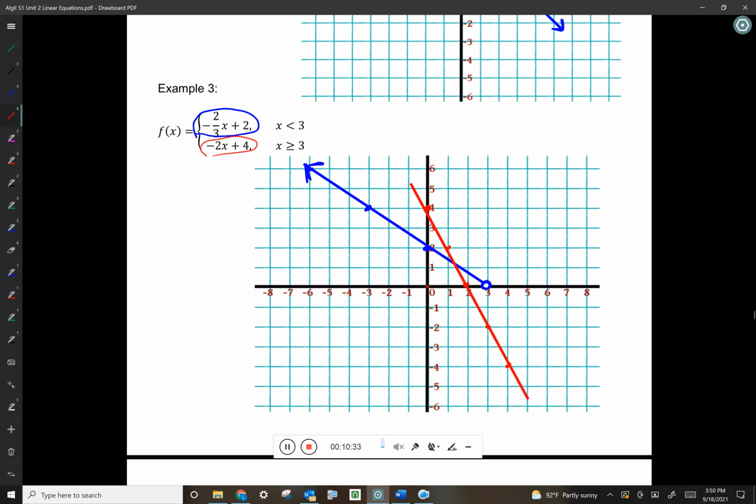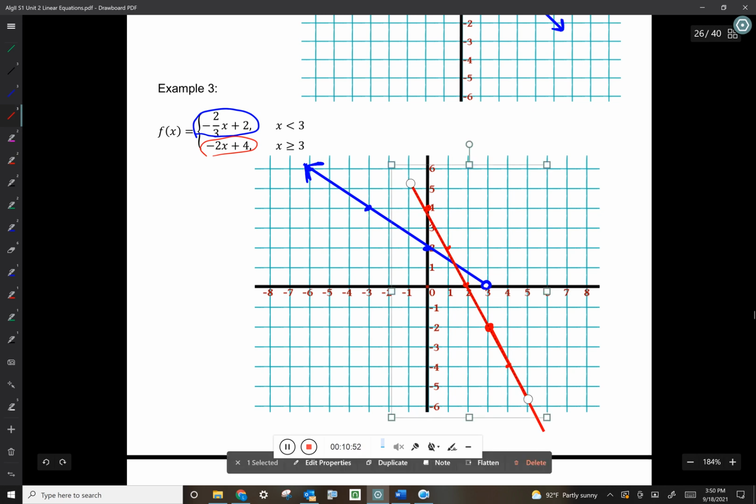So on this one, I want the part when x is greater than or equal to 3. Well, here's where x is 3, and that hits my line right here. Since I want greater than, that means I want the part of the line that is on the right side. So I'm going to delete the part that was to the left of 3.